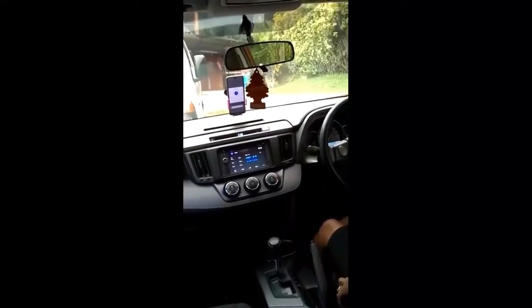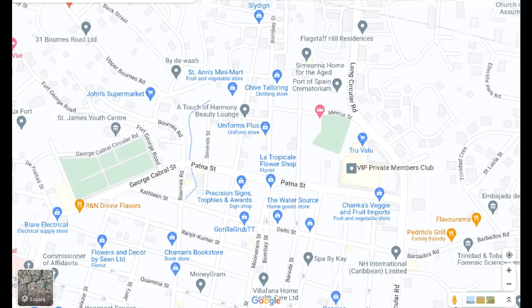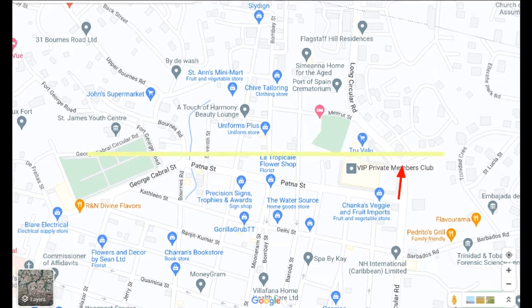Direction to true value. 300 meters north on Munaran Street, 1.2 kilometers east on Patna Street, 1 kilometer north on Long Circular Road.